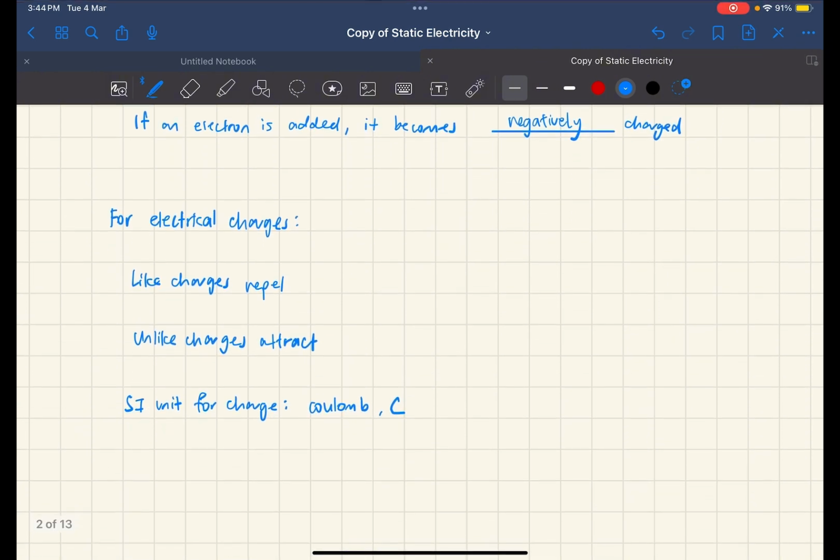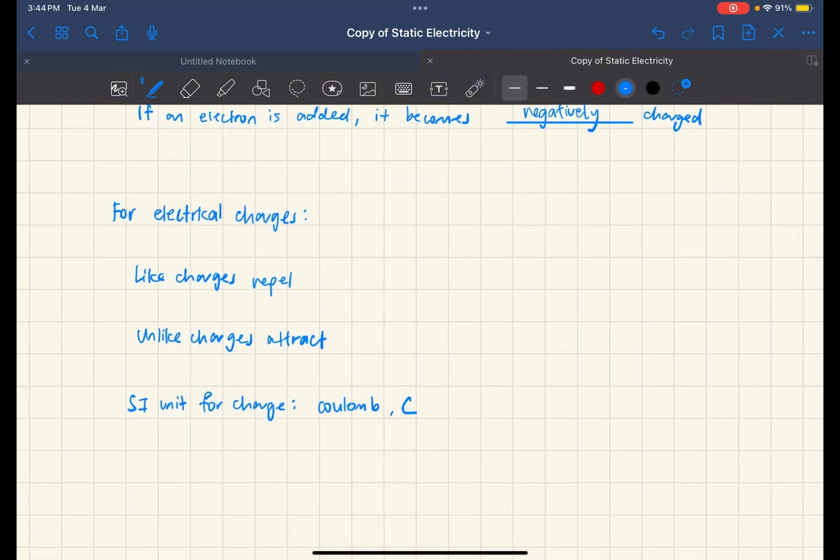Next, this one is extremely important when it comes to explaining your answer. You need to talk about like charges repel and unlike charges attract. Whenever you talk about the movement, you need to refer back to this: like charges repel and unlike charges attract. Another thing you have to know is the SI unit for charge. It will be covered in another chapter more in depth, but for now, just know that it is the Coulomb, with a big letter C.